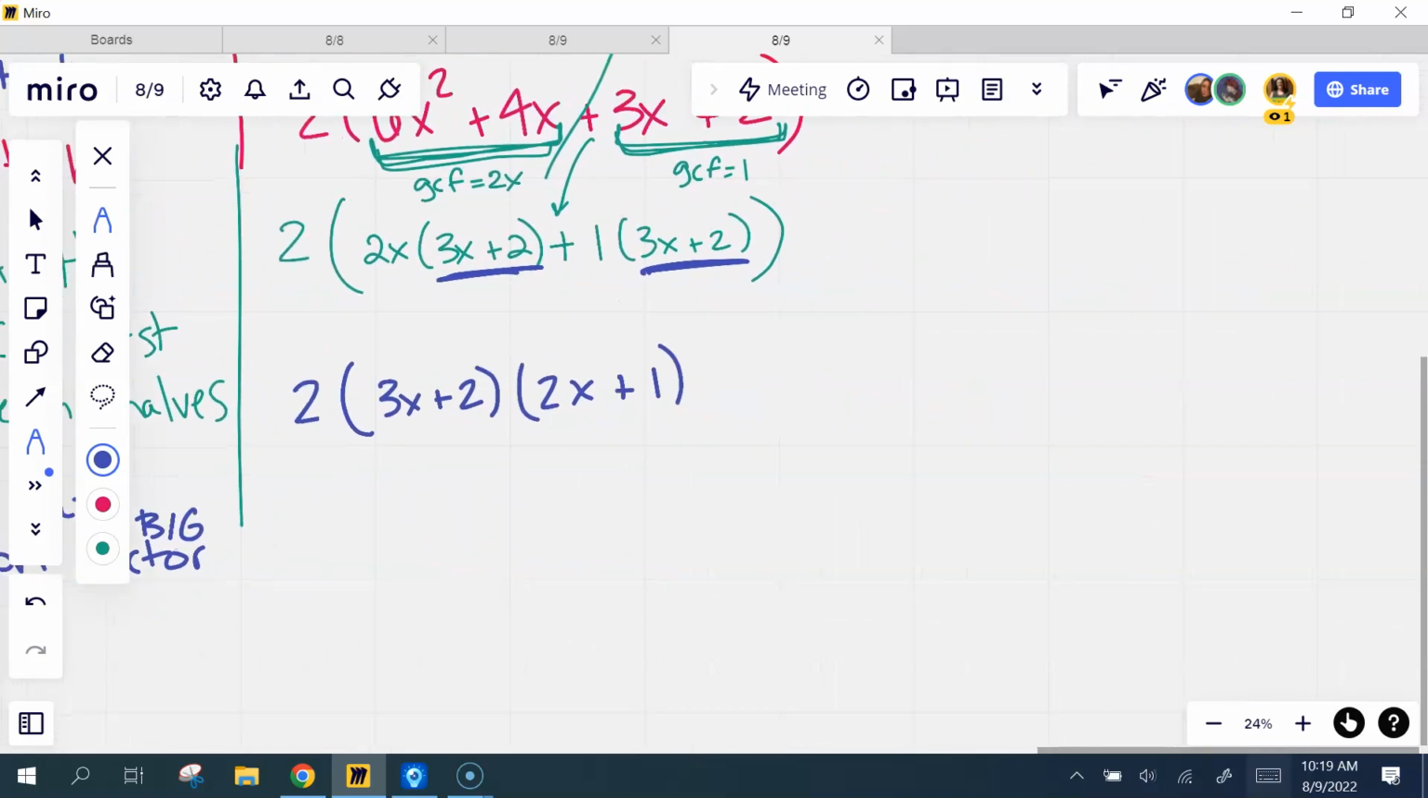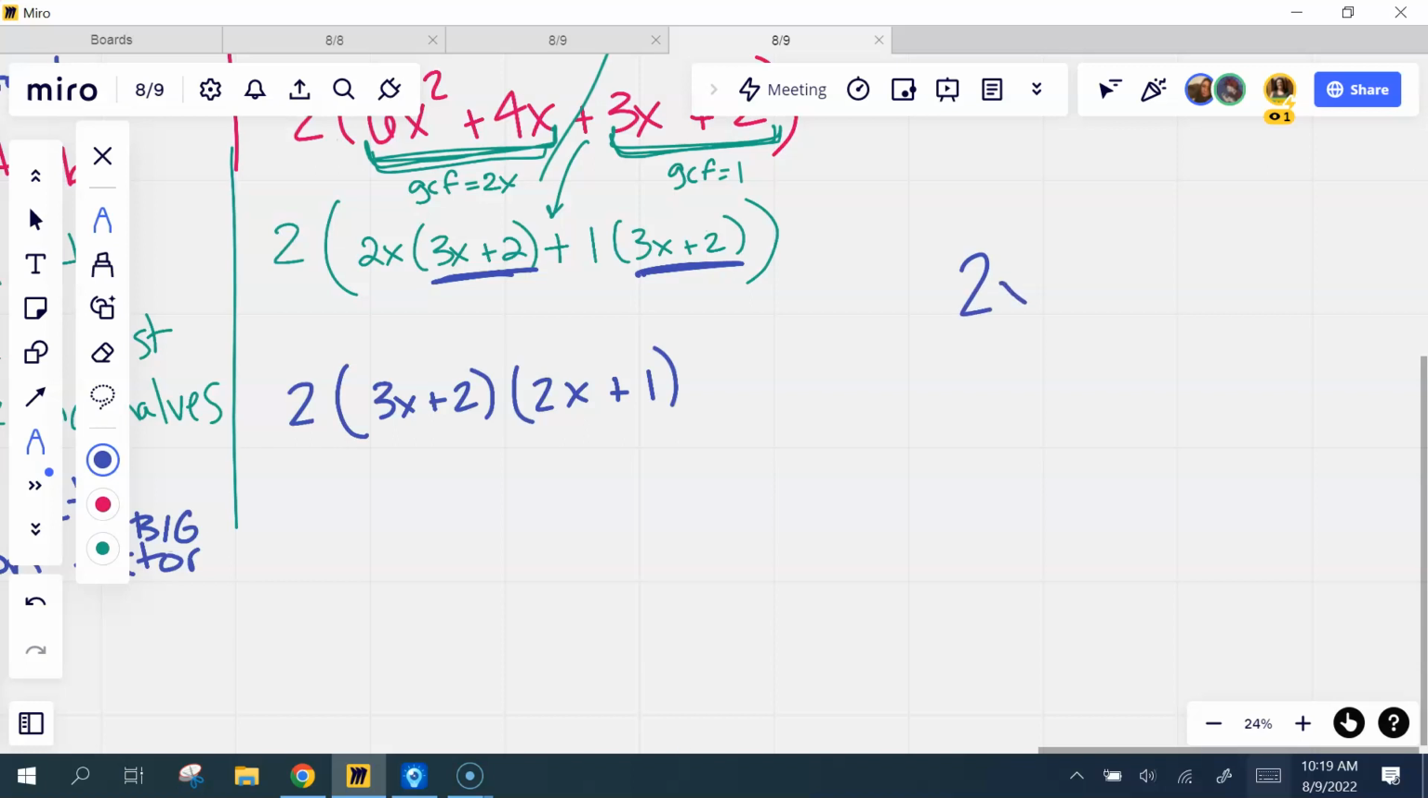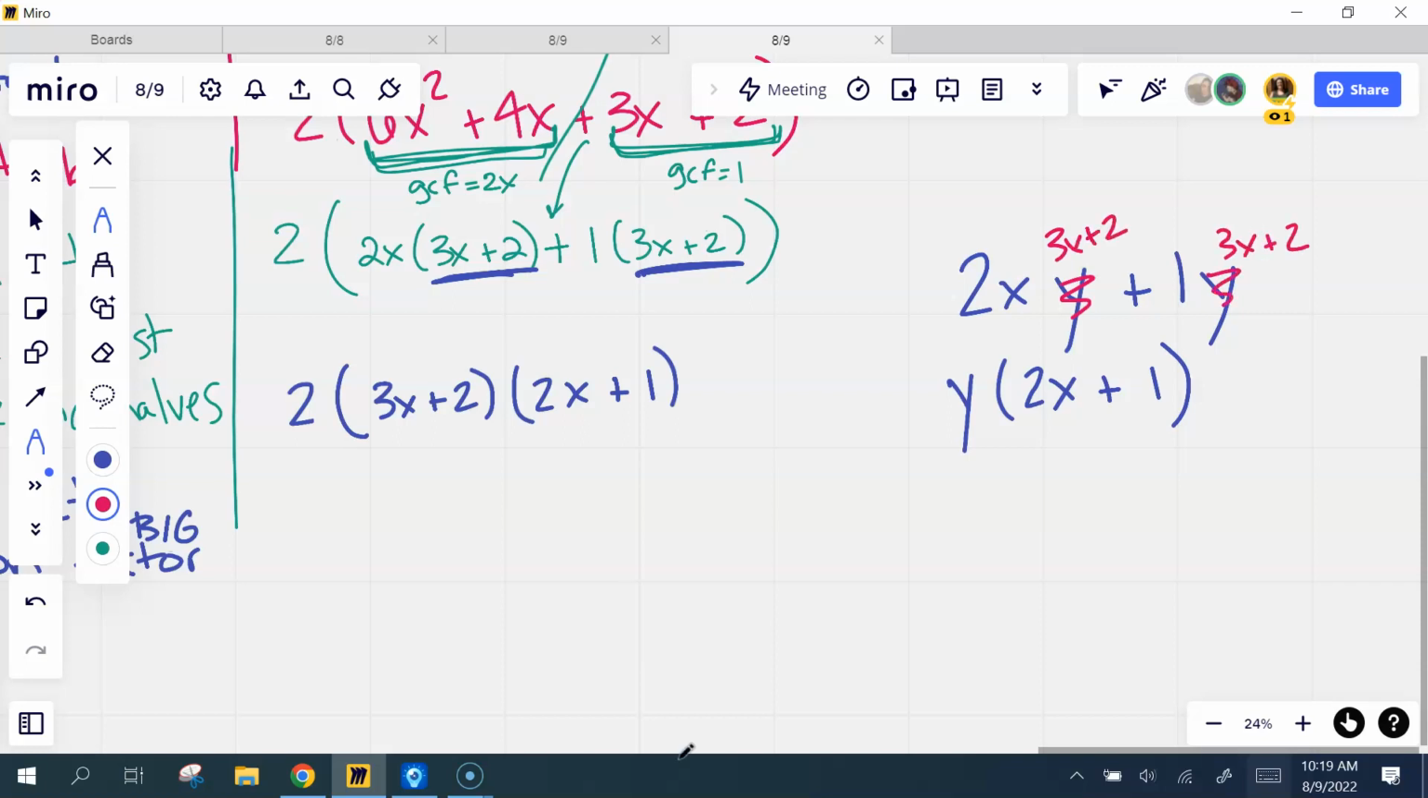If you have trouble seeing that, if this was 2x times y plus 1 times y, and I said, what's the GCF? What would you tell me the GCF is? Y, right? And if you take the y out, what does it look like? 2x plus 1. The only difference is my y is not y, my y is the whole chunk.